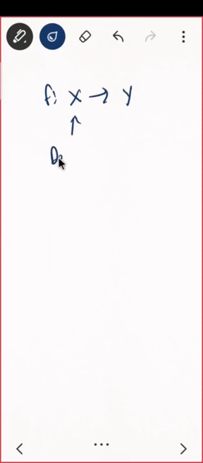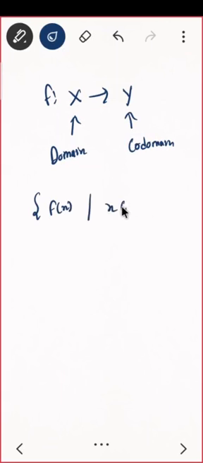And there is some terminology. If I say f from x to y, then this x is called domain and this y is called codomain. And if I take the set of f of x, where I take all x, then this is called range.